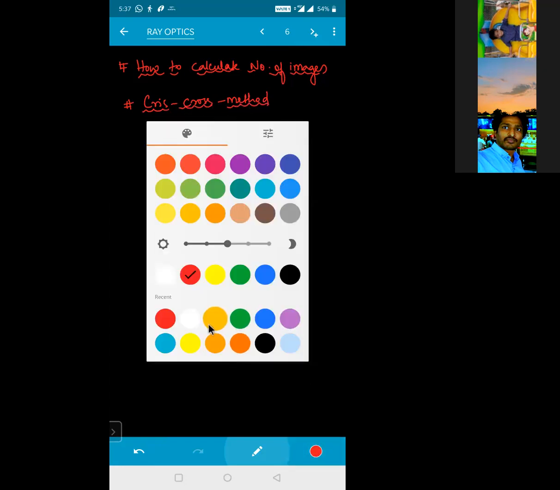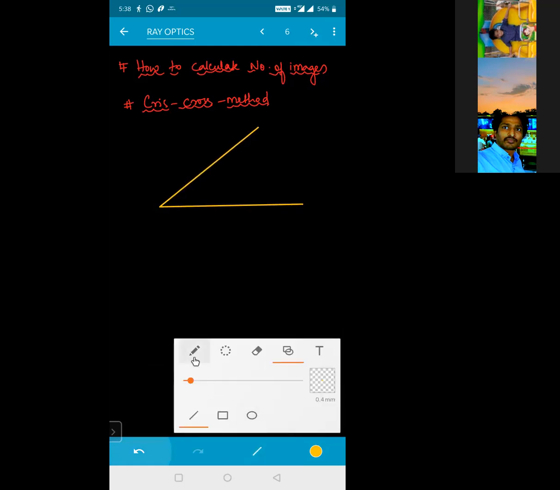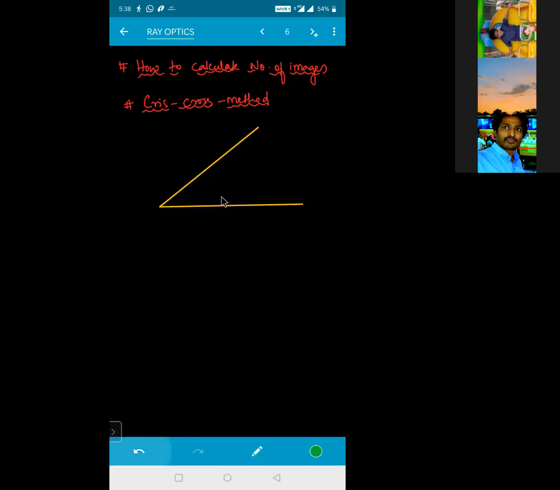Okay. See here. If two mirrors are inclined at an angle theta, like this, if this is one mirror and this is also one mirror, and an object is being kept somewhere here, right? Somewhere here the object is being kept. With this one it is making angle theta 1, and with this one it is making angle theta. This is the mirror M1, and this is your mirror M2.